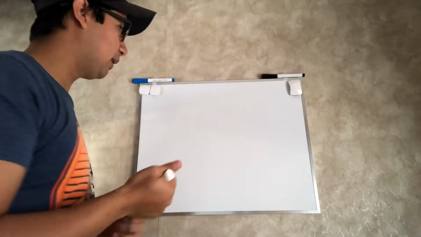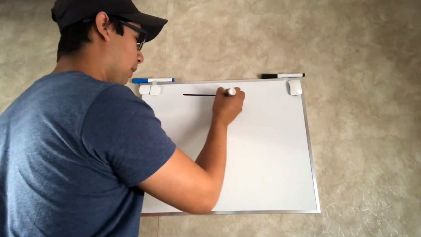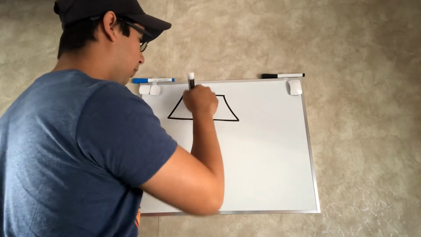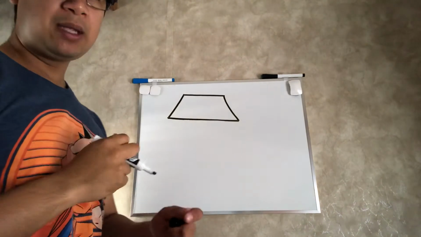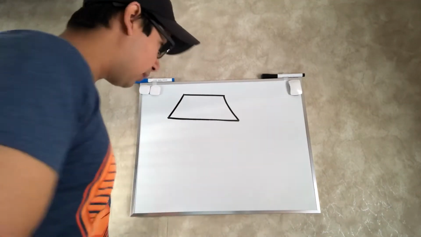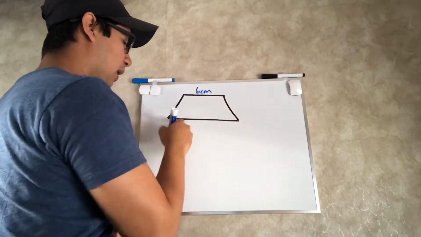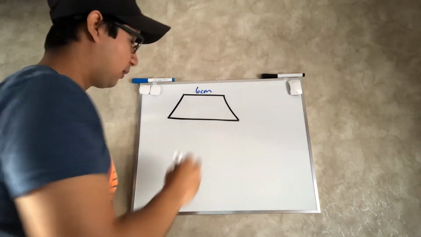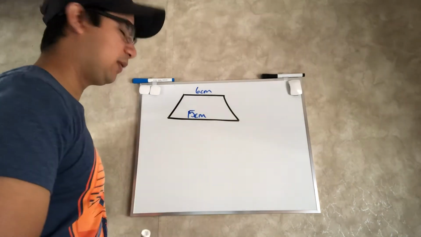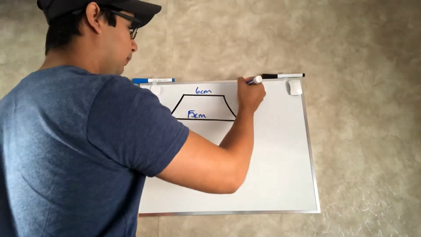So number 7, we do have a trapezoid. Let me go and draw my trapezoid. Remember, a trapezoid has one pair of parallel lines, which would be these two, your two bases. It says the trapezoid has a length of 6 centimeters, so this here is going to be 6 centimeters. And then the bottom one measures 15 centimeters.